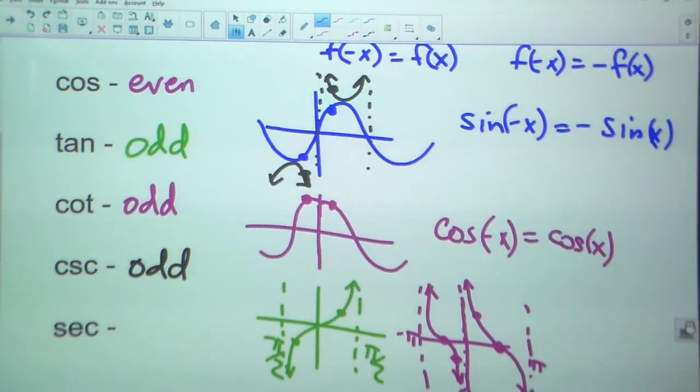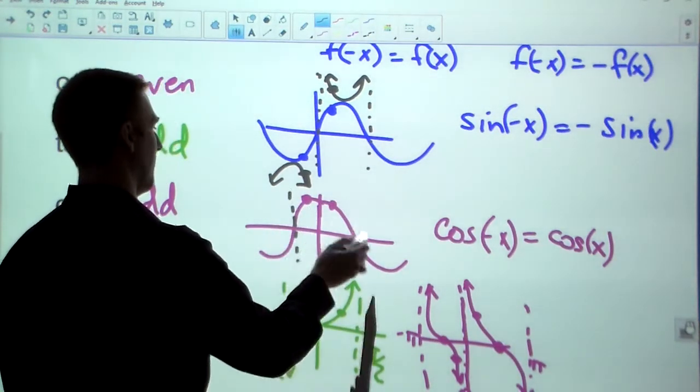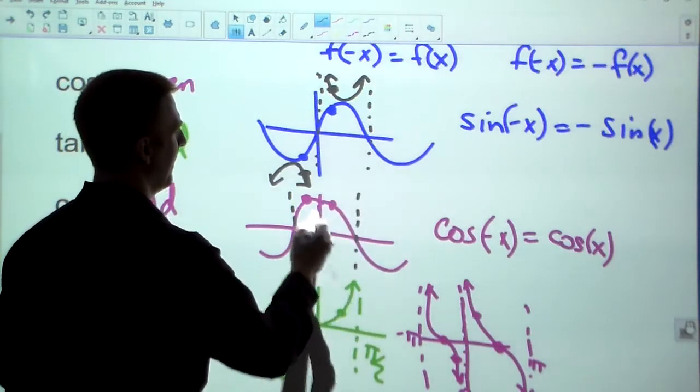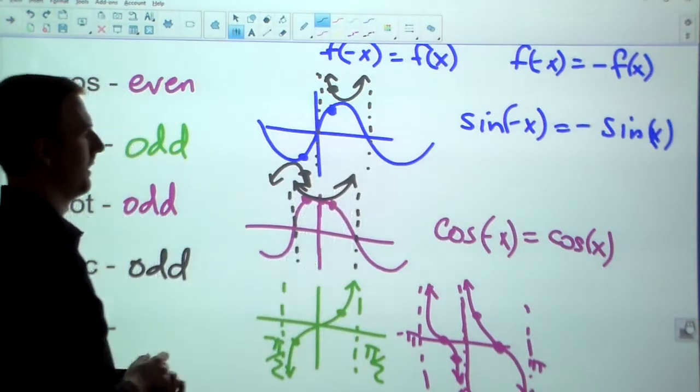Secant, it's going to use the cosine function, and similar logic. Anywhere you had 0, you're going to have an asymptote now. Sort of parabola-like shapes. You can see the symmetry there, so that one's going to be even.